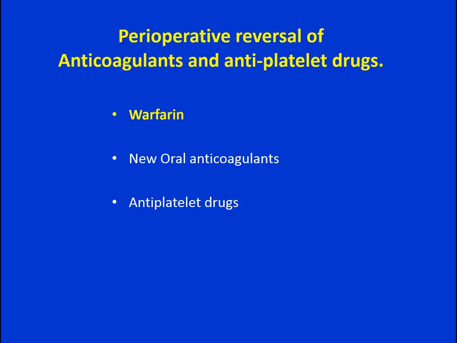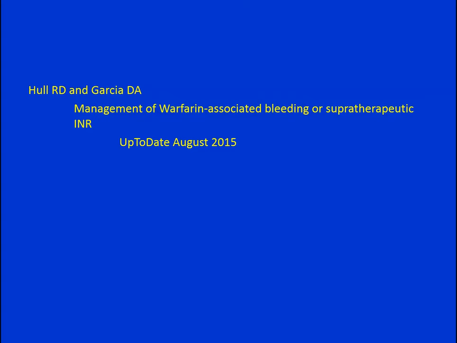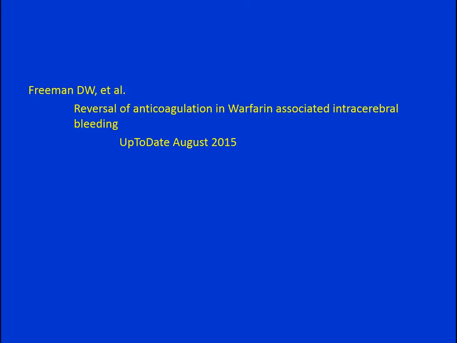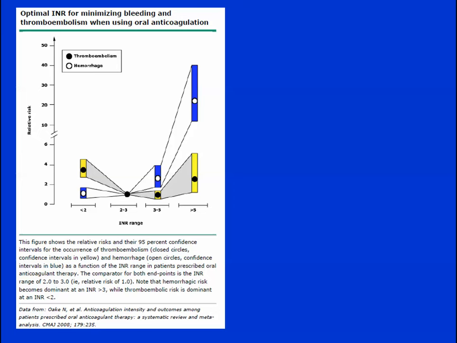Let's talk now about the reversal of warfarin. This again is nicely reviewed by two articles in UpToDate, this one on the general topic, and this one on patients with intracerebral bleeding. This shows the conundrum with warfarin, namely that if you don't give enough, you get thrombosis, and if you give too much, you have hemorrhage.